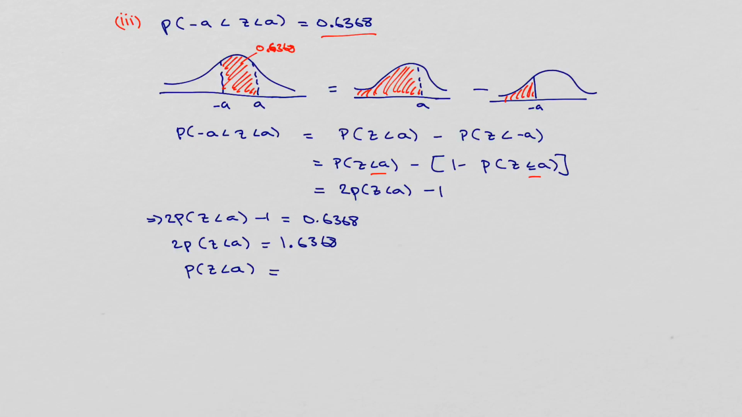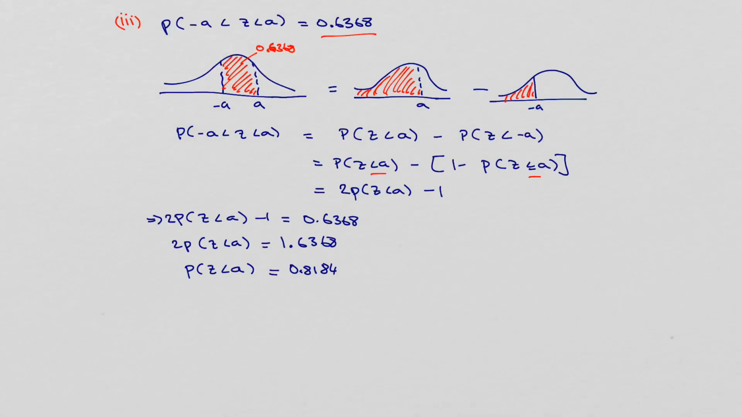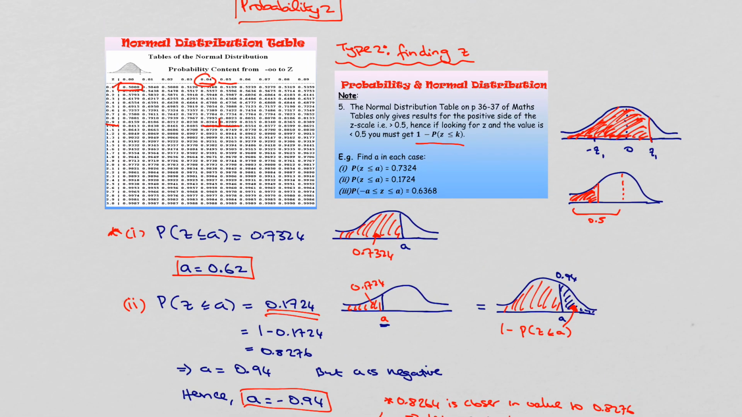So dividing across by 2 gives me 0.8184. And now if I go back to the previous page, it goes back to the very first example there. It's exactly the same. So all we need to do now is try and find 0.8184 in our tables. So if we go up to our table, and if I erase the last ones, we're looking for 0.8184.